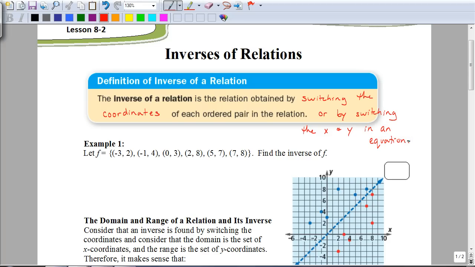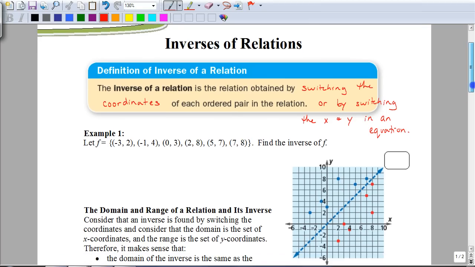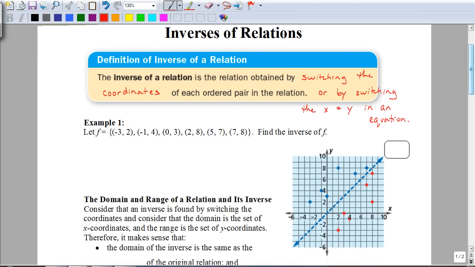Okay, so let's look at this first example. So we have this relation here, and if you notice, this particular relation is a function because there are no repeats with the x's. Each of the x's has its own unique value. So to find the inverse of this, just like this definition of an inverse said, we're going to switch the coordinates around here. So this first coordinate will now become the point 2, -3.